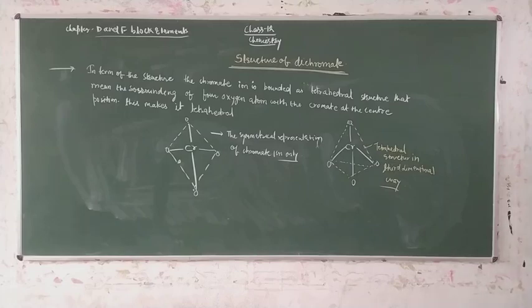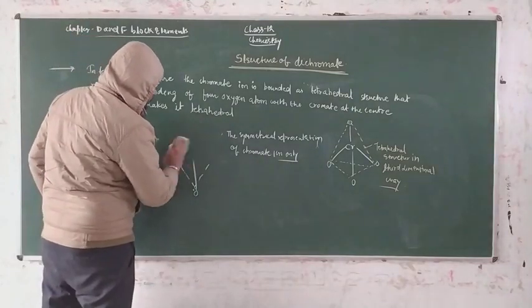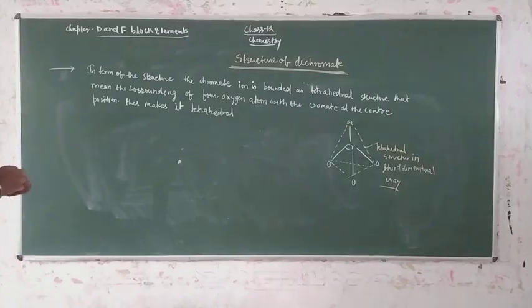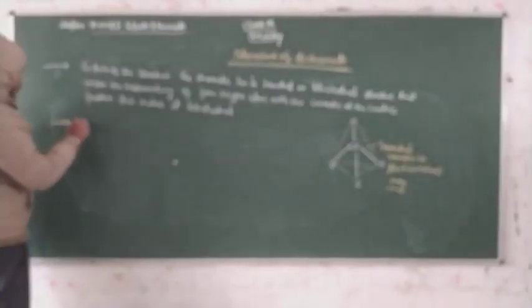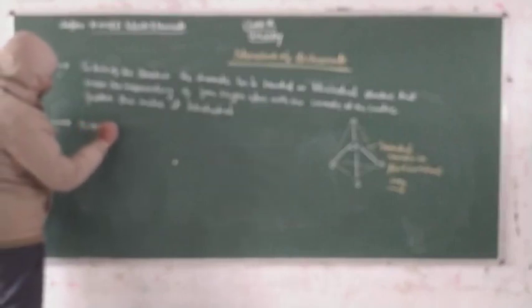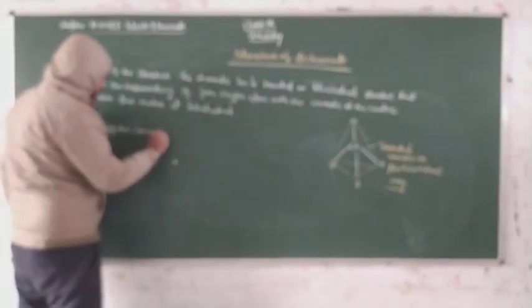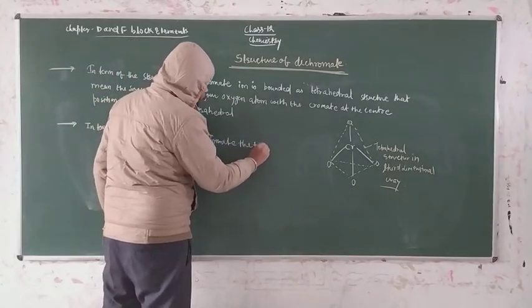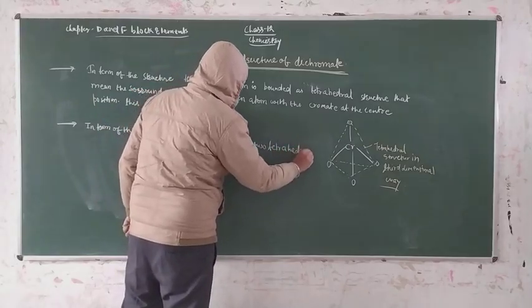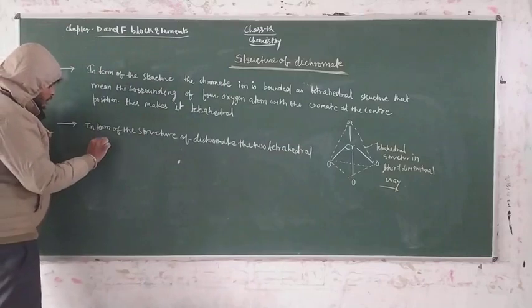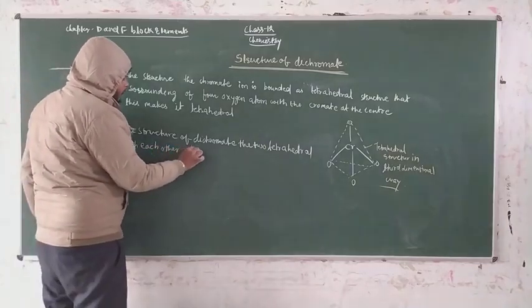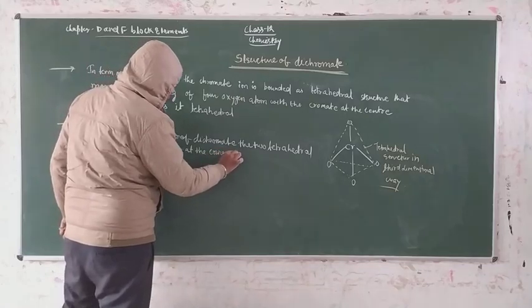So the point is this: in terms of the structure of dichromate, the two tetrahedra combine with each other at the corner of an oxygen atom.